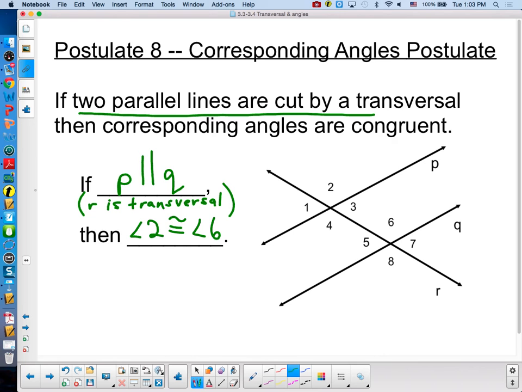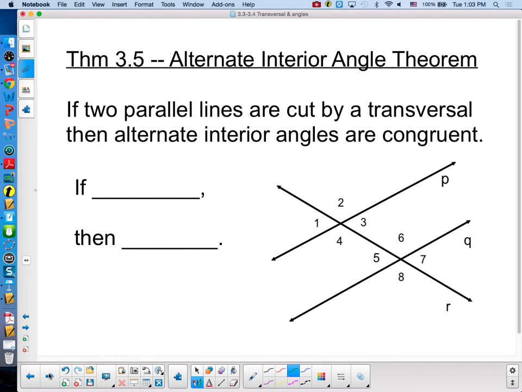Yes. So why did you not want to write R is the transversal? I guess I just hadn't before, but we might as well because it does mention the transversal. I had never really thought about putting that down before. Okay, got that one? Okay, there are going to be a total of 4 that are kind of like this. The next one is a theorem, alternate interior angle theorem. If 2 parallel lines are cut by a transversal, then alternate interior angles are congruent.